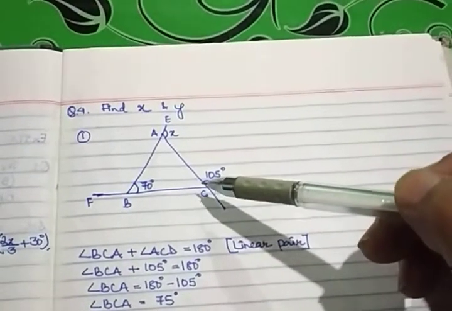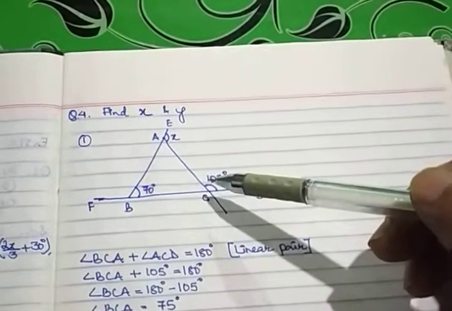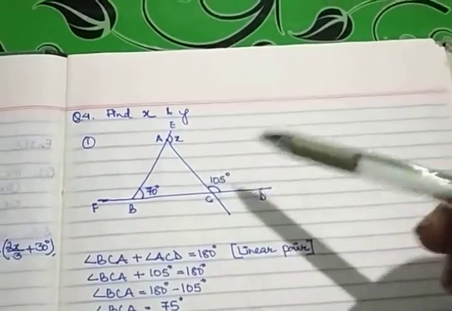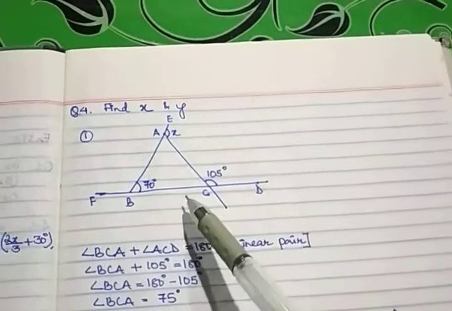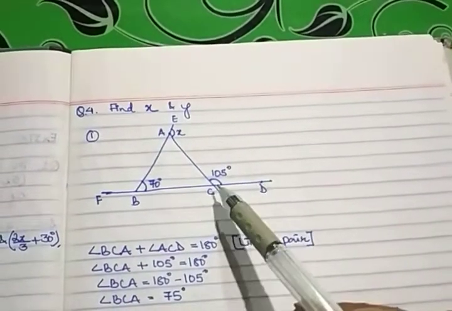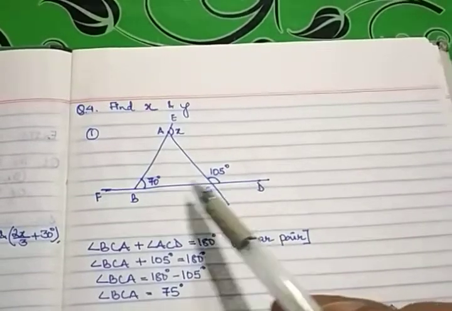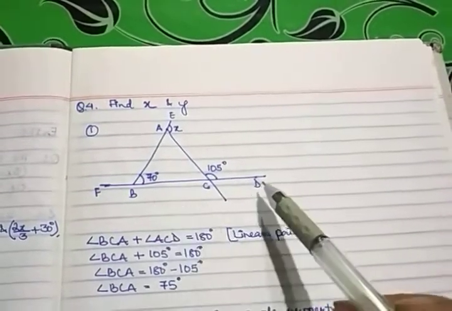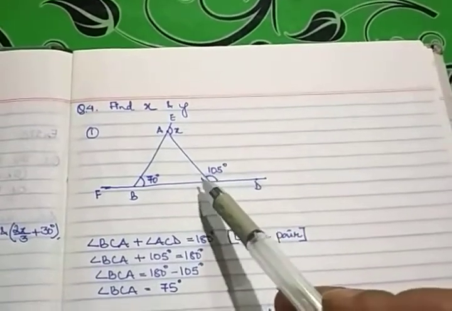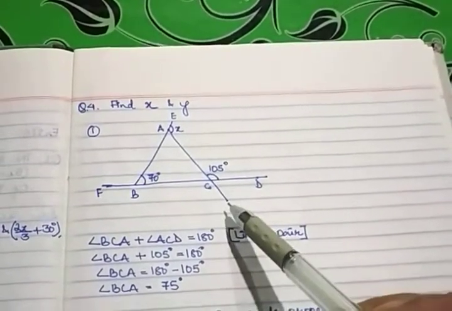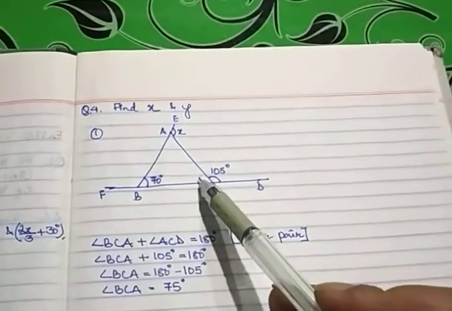Now you might recall that in the previous video as well, I told you that if a line is extended from a triangle and an exterior angle forms, then BCD is a straight line, isn't it? And these two angles will form a linear pair on a straight line, isn't it? So that is how we are going to find this angle first.